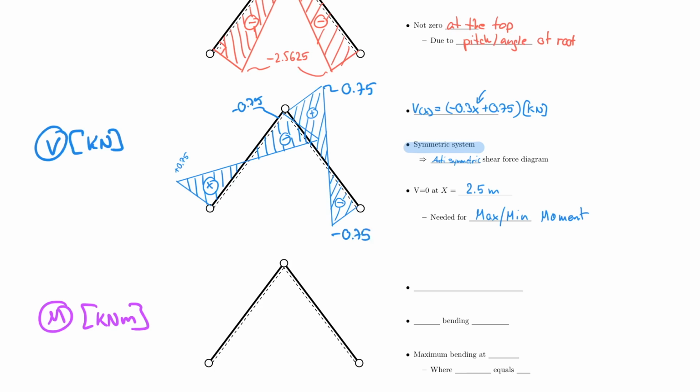And why is this? Because my dashed fiber remains on the bottom for this component here. And so the system is symmetric. And by the way, the load case is also symmetric. And because that is the case, the shear force diagram must be anti-symmetric. And where this passes through 0, which is effectively in the middle of the rafter, that's where we find our min and max moments. And we're going to look at that next.